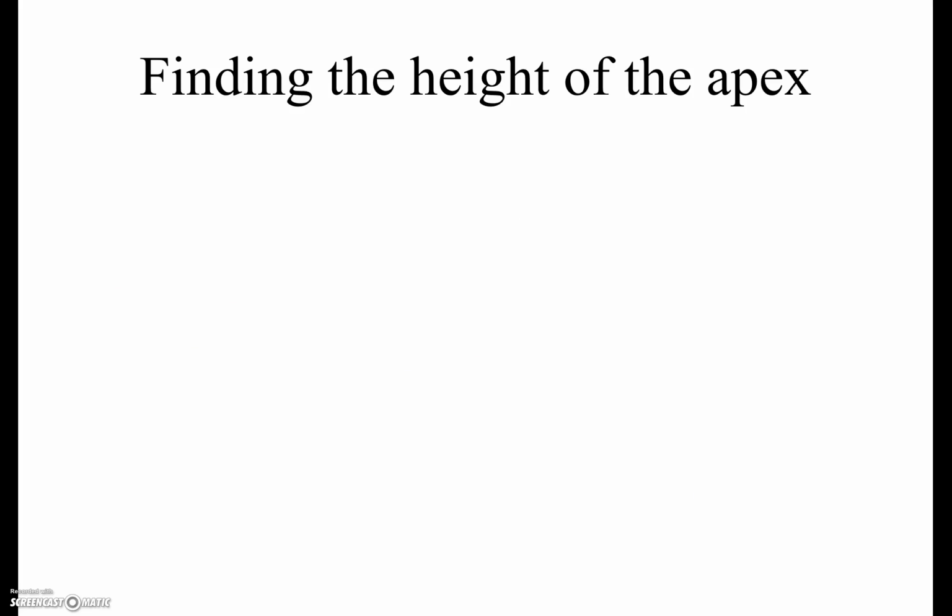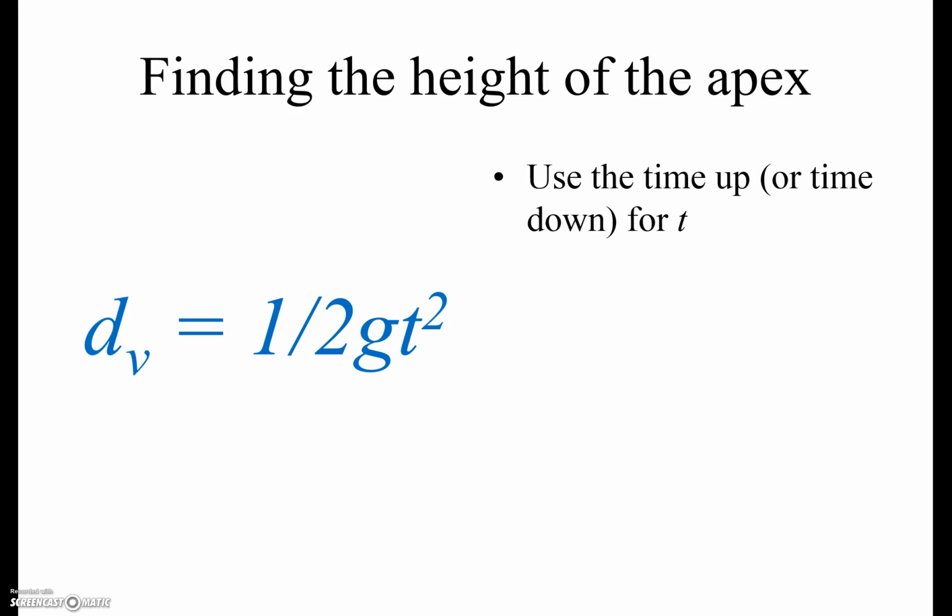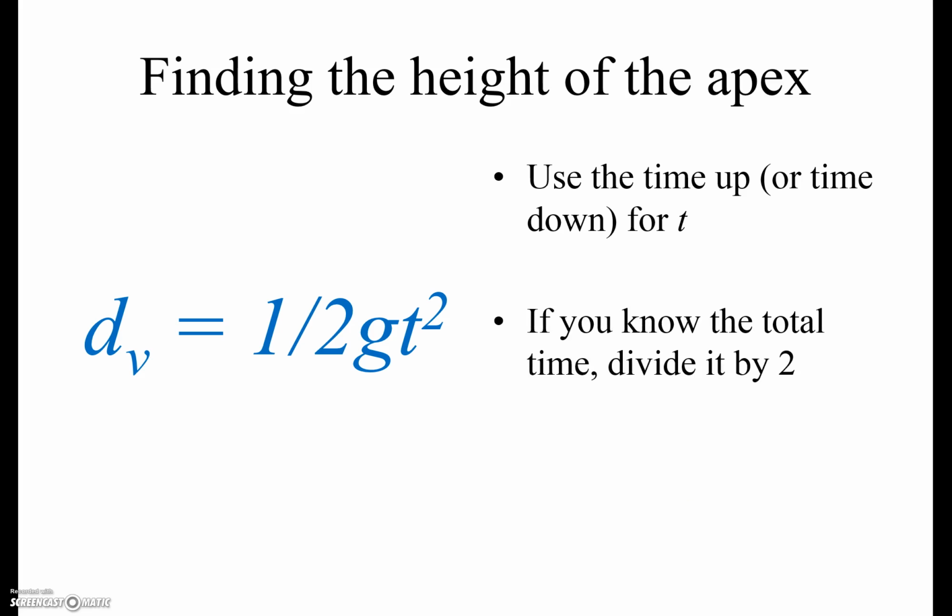Now let's talk about how we would find the height of the apex. To do that, we're going to take our dv, that's our vertical distance, equals 1/2 gt squared. Use the time up or the time down as t. And if you know the total time from beginning to end, you can divide that by 2, and that'll give you the time to get to your apex.